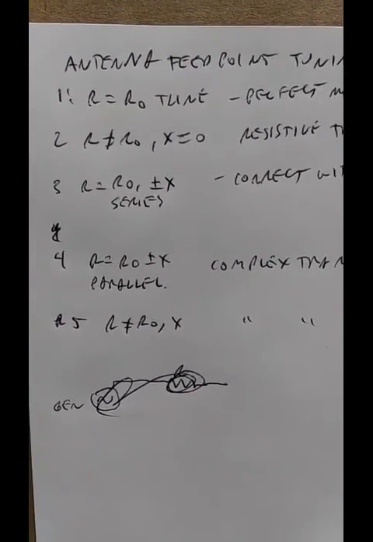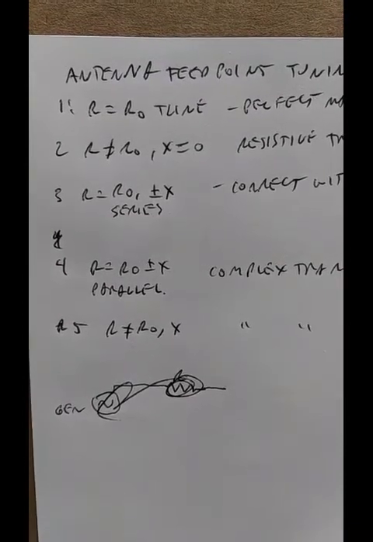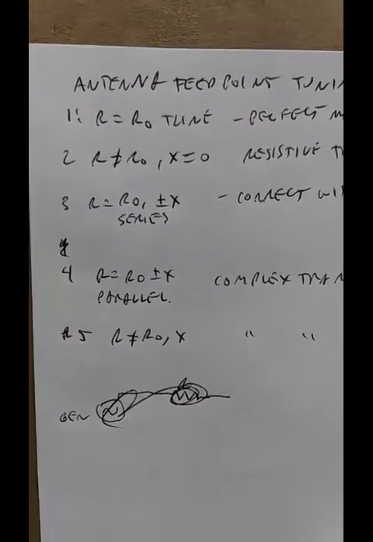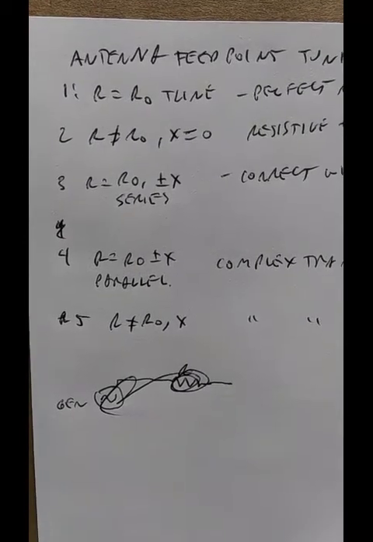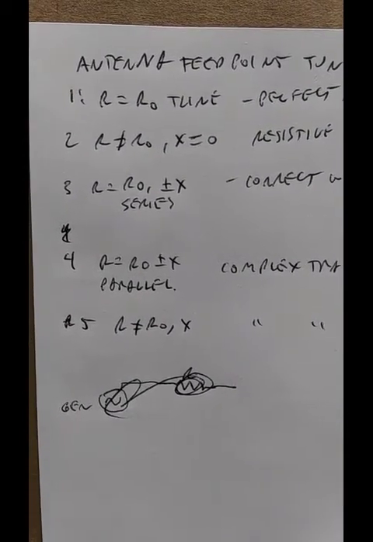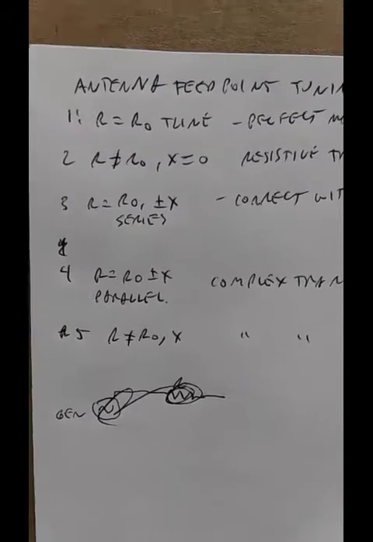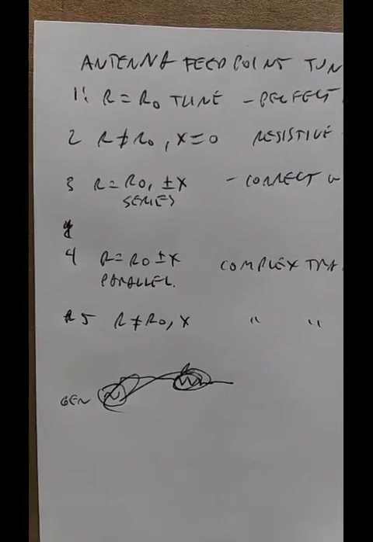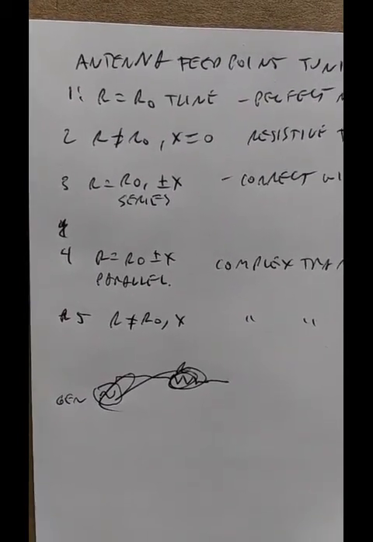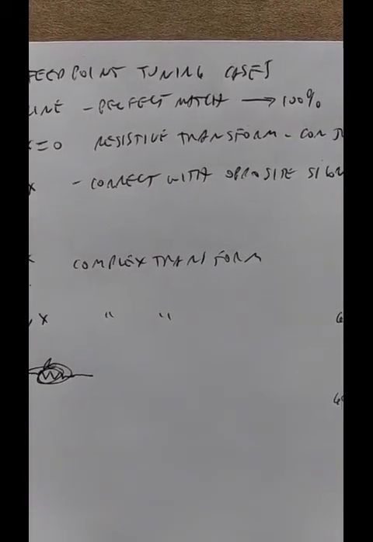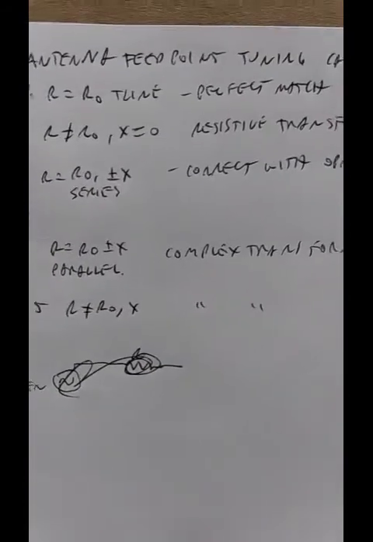Let's say there are 5 cases for antenna feed point conditions. The first one is that the antenna's feed point resistance R is equal to R sub naught of the transmission line. The R sub naught is usually 50 ohms. If the antenna is also 50 ohms R, there's a perfect match, 100% power transfer, no reflection, 1-to-1 SWR.